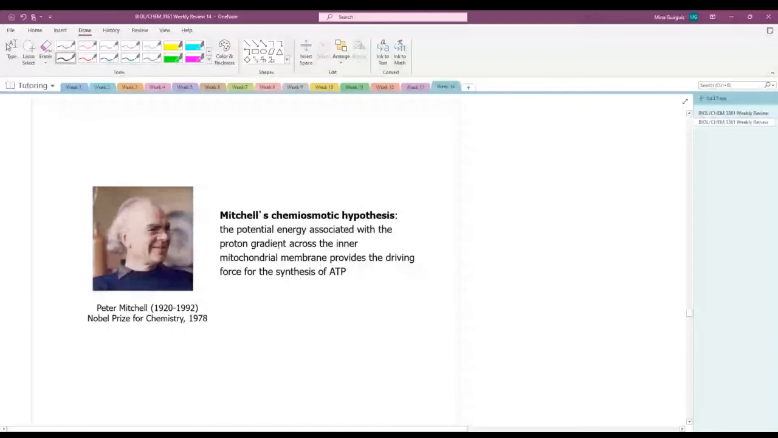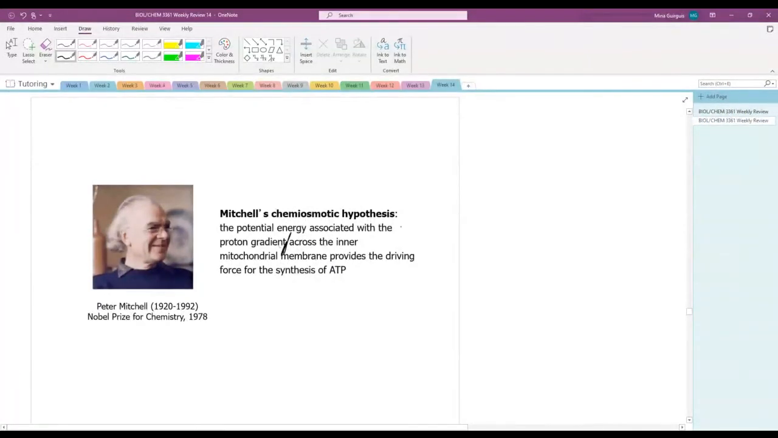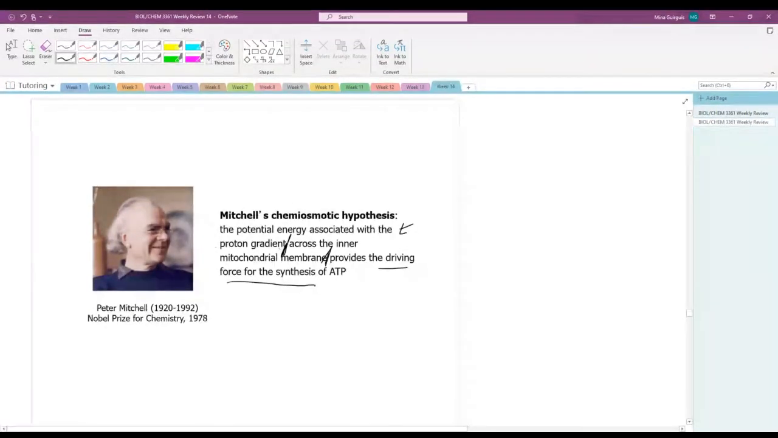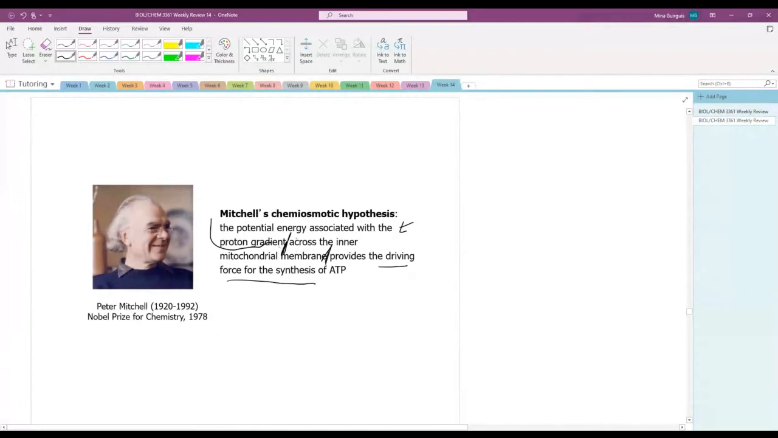Potential energy associated with the proton gradient. That's one thing. So this is the energy, and actually, really, it's across the mitochondrial membrane. This entire thing is the energy. So this is the driving force for the synthesis of ATP. In other words, what's providing the energy? This thing in this location.